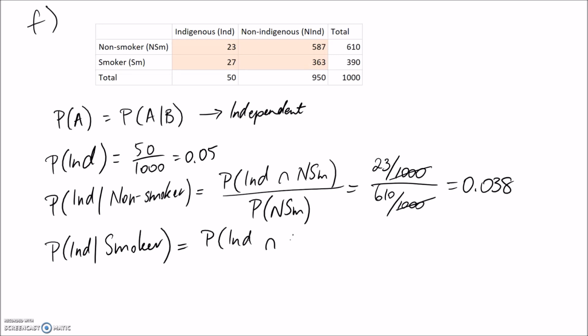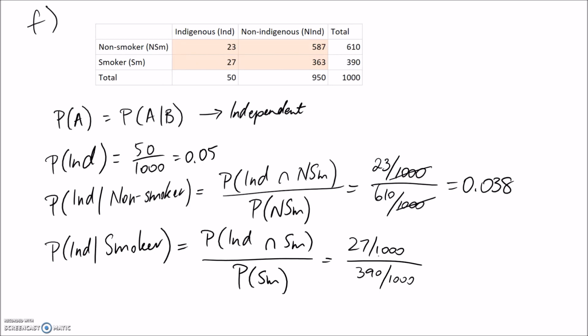So again, we can write this out nicer and calculate the probability. So we need the intersection of these two events, so this row and column, so it's going to be 27. And the probability of someone being a smoker is going to be the 390 out of 1000. Again, these cancel, so we're left with 27 divided by 390, and this works out to 0.059. Okay, again, it's a different number to what we had up here for the unconditional case. These two are the conditional ones.